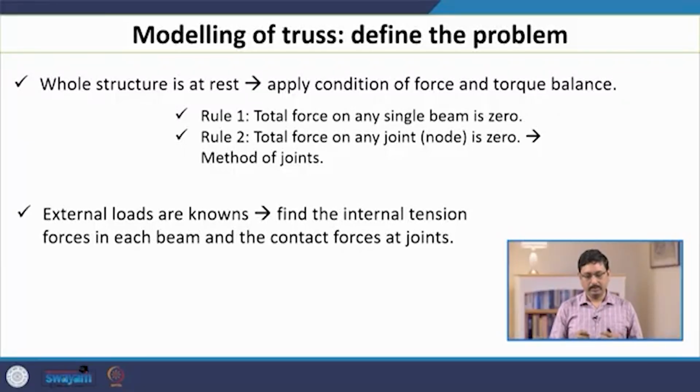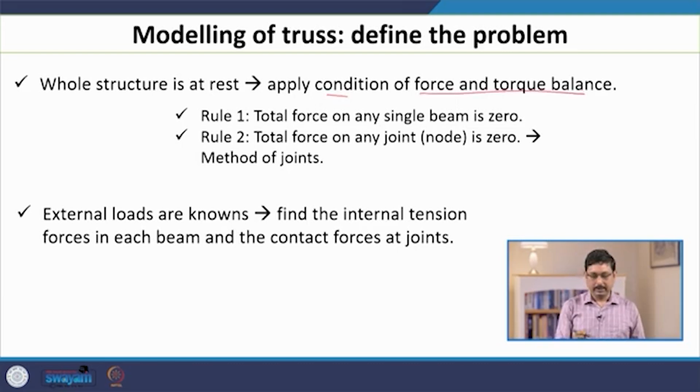So, given all these assumptions, let us now define the problem, understand the nature or the type of the problem that we have. What we have here is that this whole structure is at rest. That is the first thing. So it is a statics problem, and we can apply the conditions of force and torque balance.